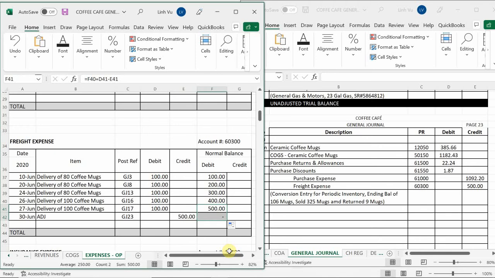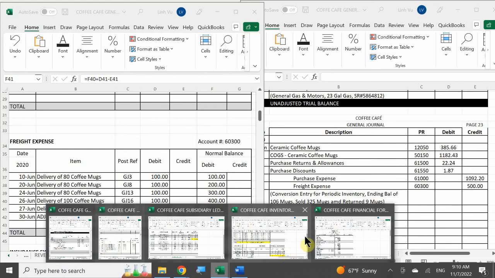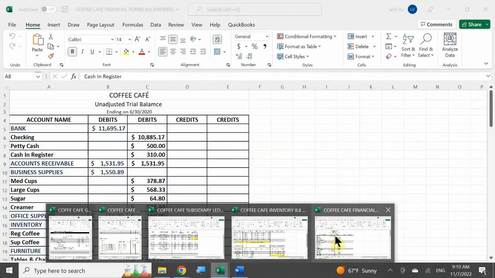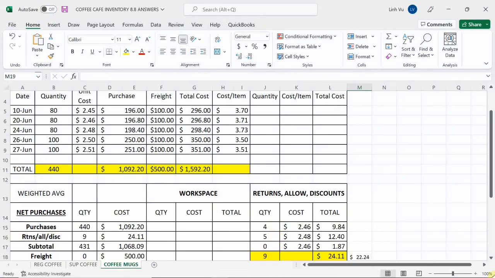Okay. All right. So now we are completely done with my inventory worksheet. So you will no longer need the inventory worksheet. So you can save this and close it.